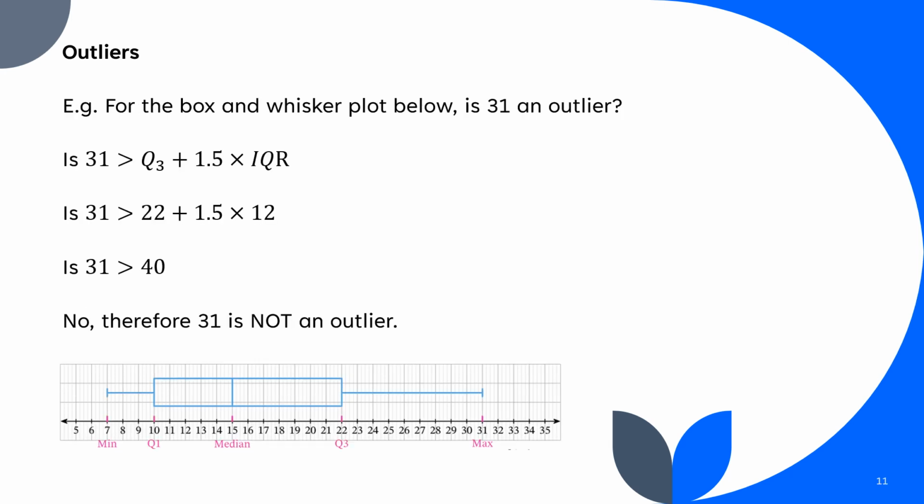So for the box plot, 31, is it more than Q3 plus 1.5 times IQR? I recommend you write it out, put the number there, and then fill out the data. Q3 was 22, the interquartile range we've already calculated was 12. Is 31 greater than 40? It's not, therefore 31 is not an outlier. So it stays as our whisker.